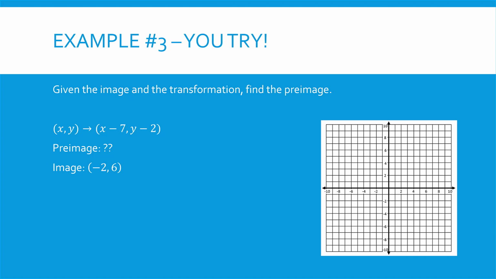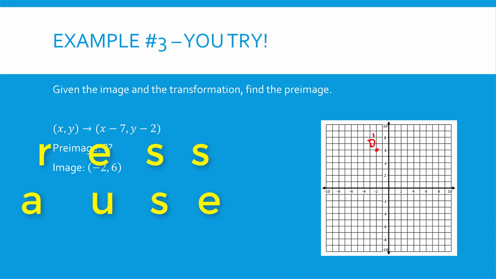Alright, so you guys go ahead and try this concept. You can do this algebraically, or you can go ahead and use the graph. I will put the image point, -2, 6, on this graph for you. Let's label this D prime this time. And the letter doesn't matter, you just pick one. So that's our final spot. So I want you guys to go ahead and find the starting point, find the pre-image. So where did he start before this transformation was applied?